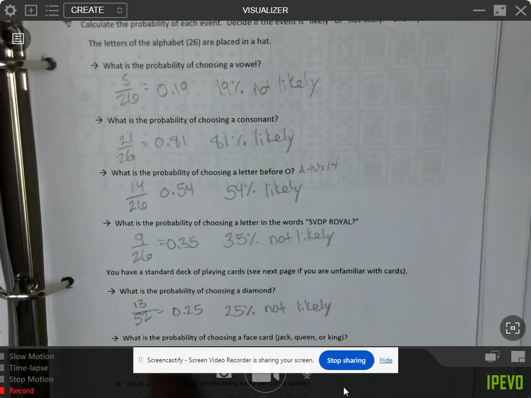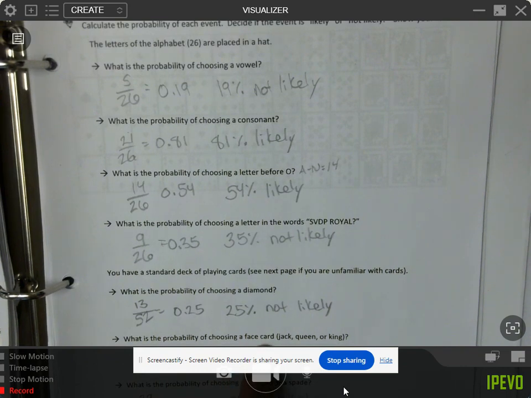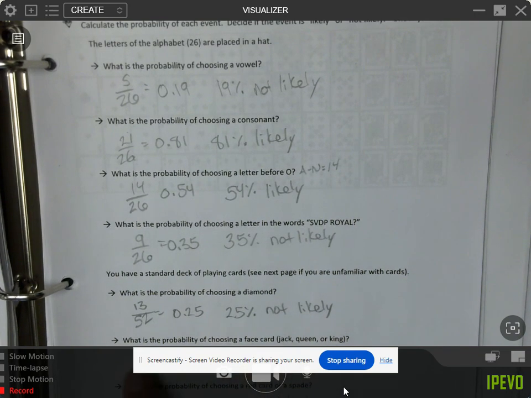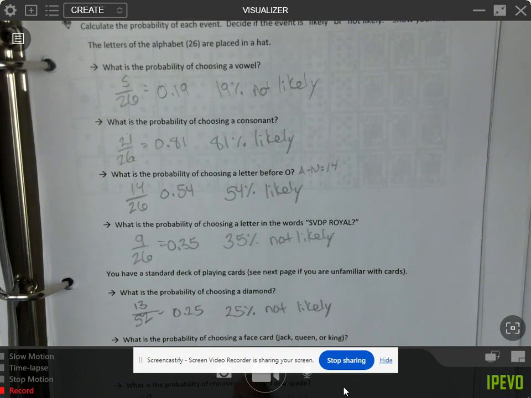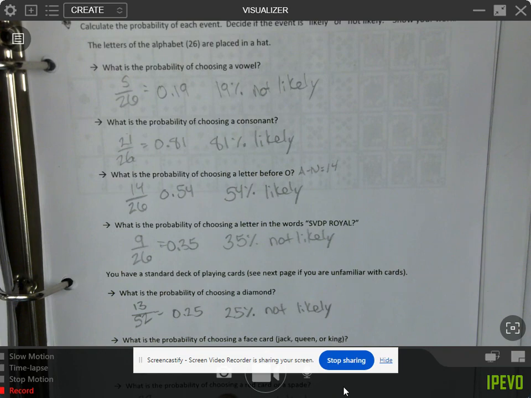What is the probability of choosing a face card, the Jack, Queen, or King? We count those up and there are 12 out of 52. Divide that and you get 0.23, which is 23%, not likely. What is the probability of choosing a red card?